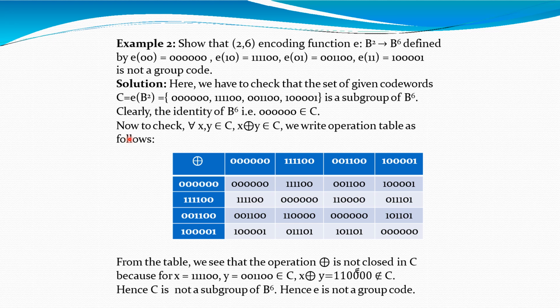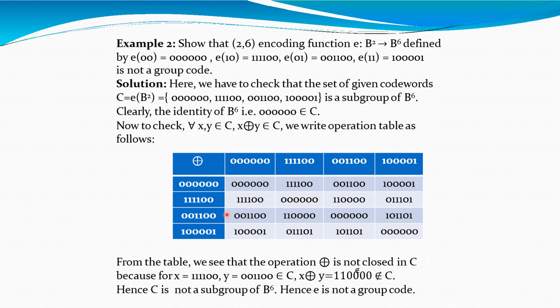Now to check for binary operation, for x, y in C we must get x ring sum y in C. But if for at least one pair x, y in C we are not getting x ring sum y in C, then it is not closed under ring sum, meaning not a group code. So again we prepare the composition table.